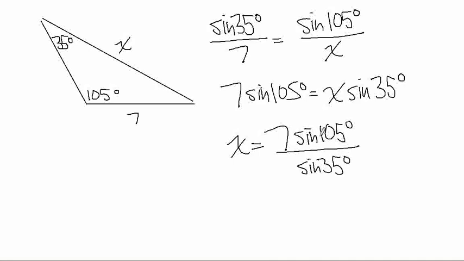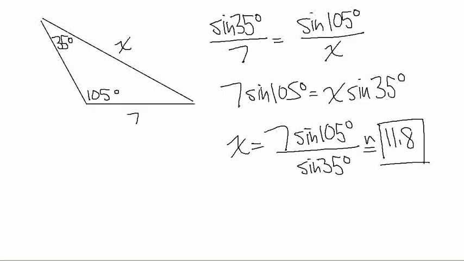Okay, and so that expression is equal to the desired length. You can also get an approximate decimal, which is 11.8. Okay, so that was an example using the law of sines to find a side length.